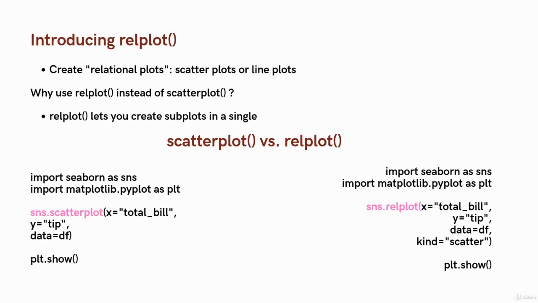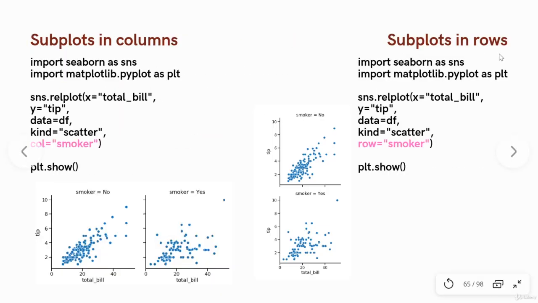Similarly, you can have the subplot in rows as well. Instead of the column parameter here, you have to use the row parameter and plt.show, and this is what you get. You will get two rows, the first row and the second row. So that is subplotting in columns, and this is subplotting in the form of rows. Again, very simple. The function remains the same, relplot. It is only the extra parameters that you have to introduce.